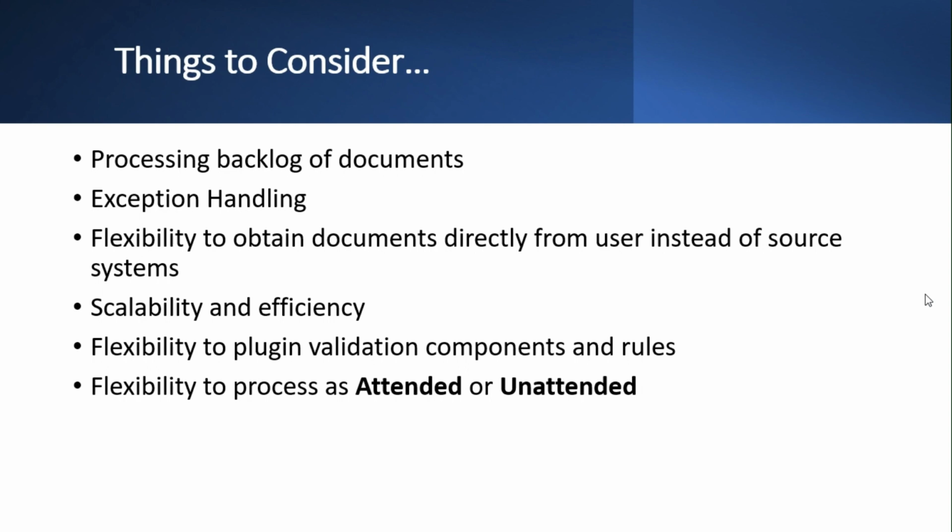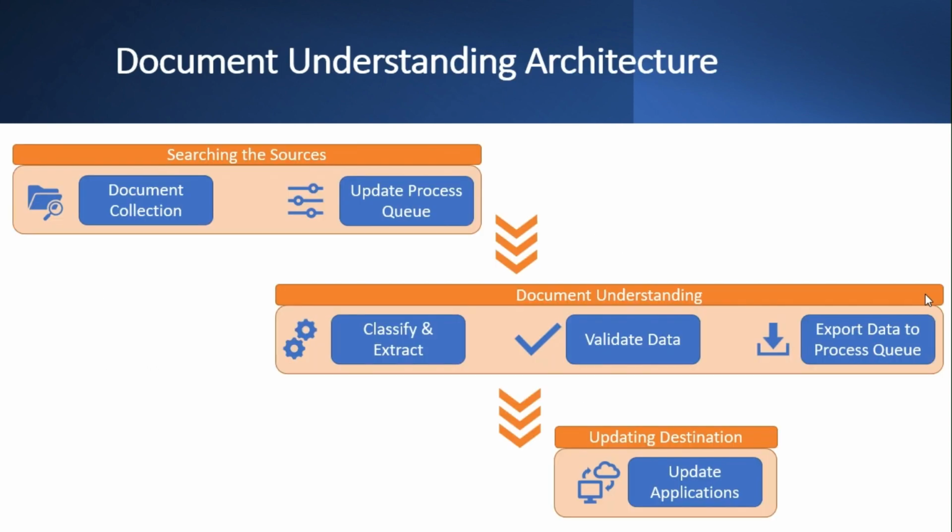That's where we get into this document understanding template. To get to that, let me get back to the design diagram I showed you earlier. So we were here before. Now thinking about those things, processing the backlog, allowing the user to include documents to process, like bypassing the source itself, those things can be done in this architecture. How can you do that?